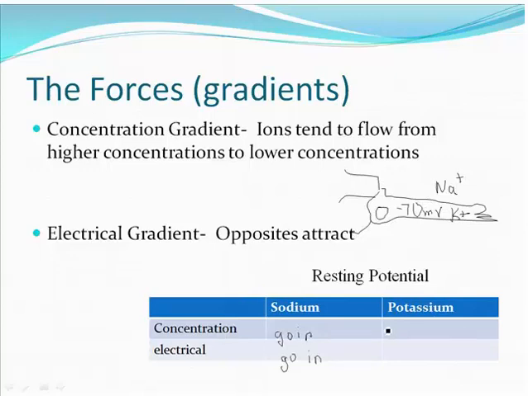Okay, so now let's look at potassium. Concentration gradient: there's a lot more potassium inside than out here, so it wants to go out. But then the electrical gradient: does K want to go out or does it want to stay in? It wants to go in. So K is kind of being wishy-washy. A part of it wants to go out and the other part wants to stay in.